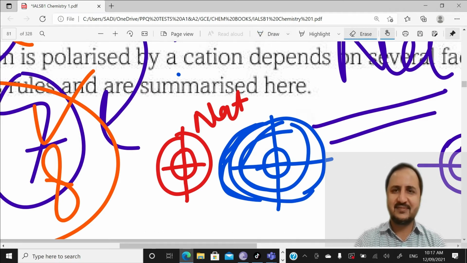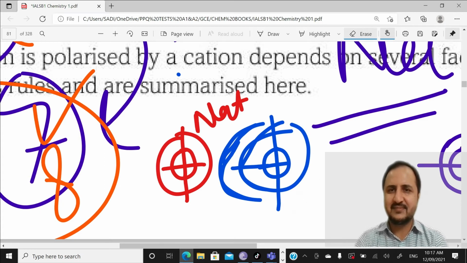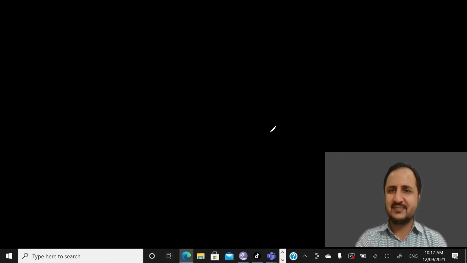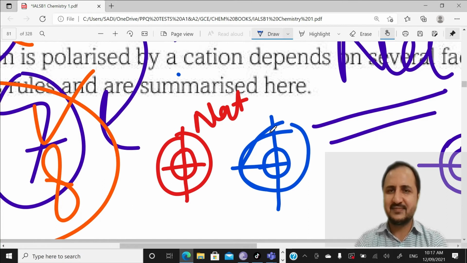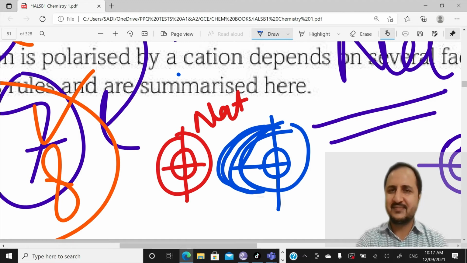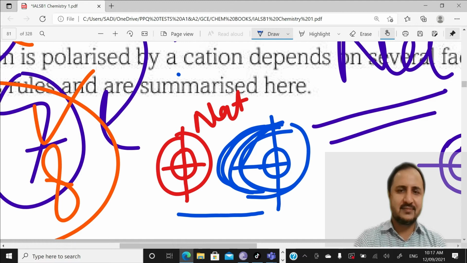Are you getting my point? Let me remove some of the circular part. It was not completely circular. It was a little bit distorted or disturbed towards sodium. Not touching sodium, but it was moving towards sodium. So this is called polarization.